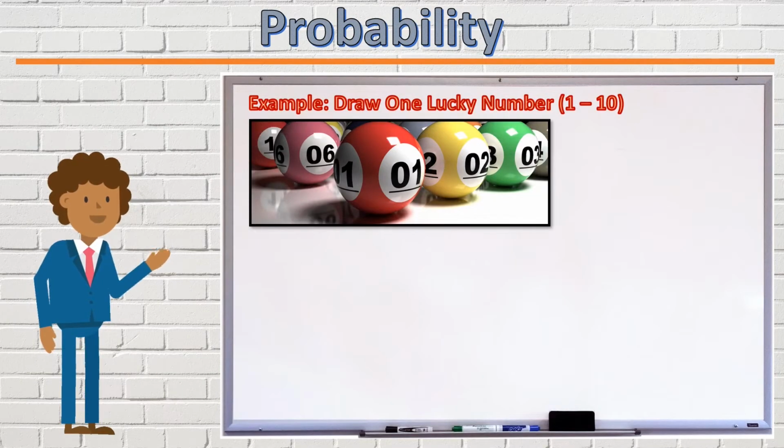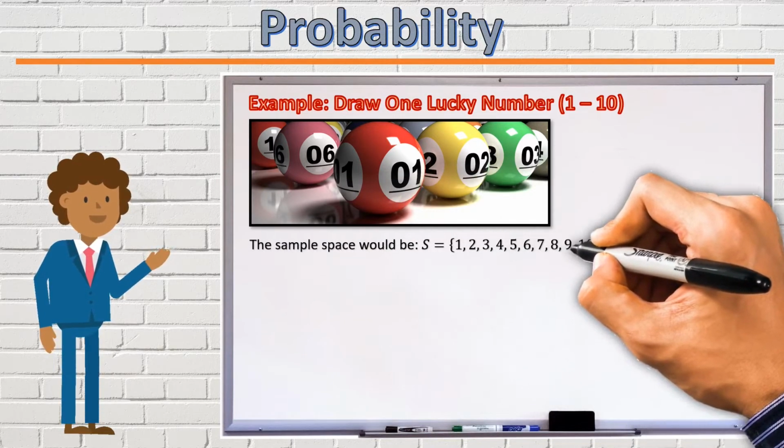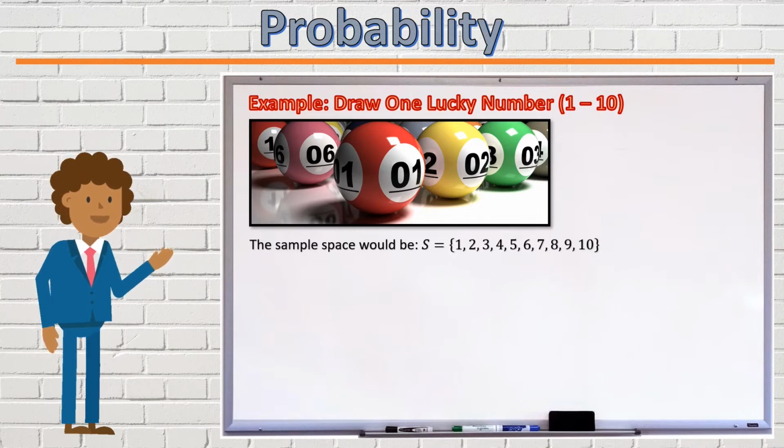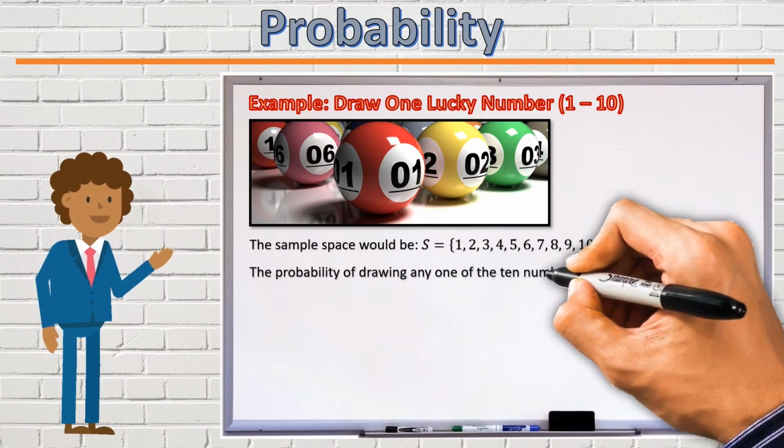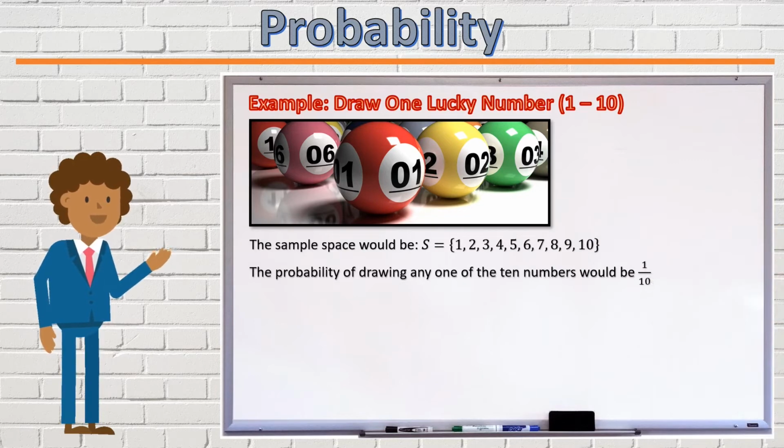Take, for example, a lucky draw to promote a new product, which saw 10 contestants enter the draw to win a year's supply of the product. Our experiment here would be drawing one lucky number from a hat, representing a contestant who would win the grand prize. The sample space of such an experiment would be all the numbers from 1 to 10, assuming we only had 10 possible numbers which could be drawn. So here the probability of drawing any one of the 10 numbers at random would be 1 in 10.